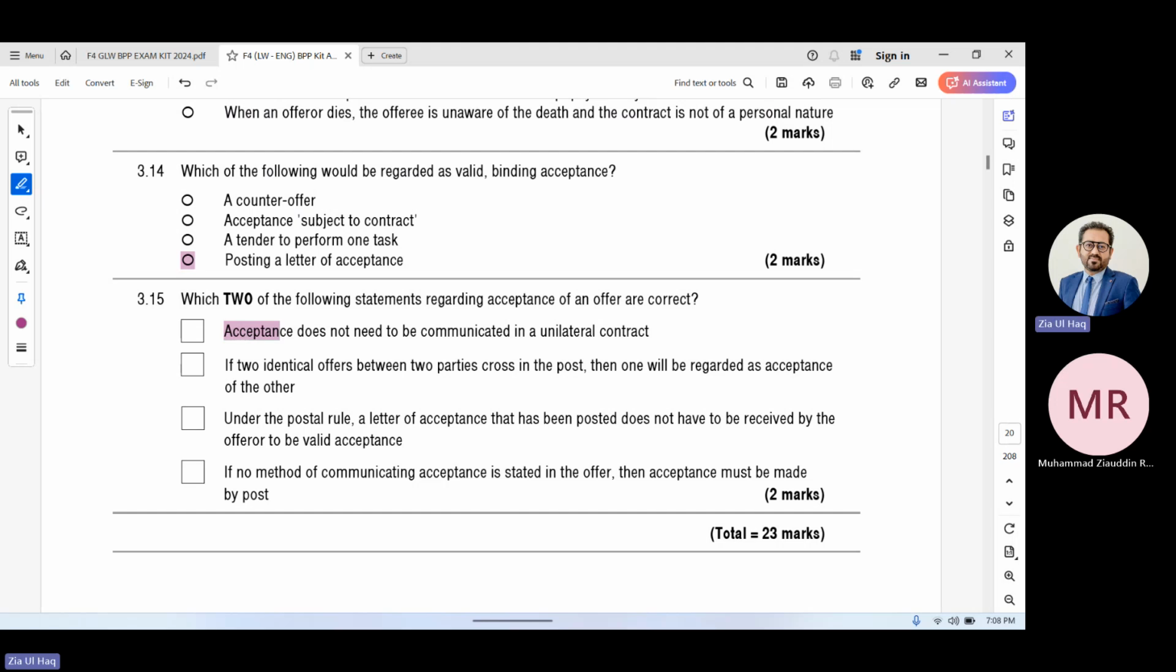If two identical offers between two parties cross in the post, then one will be regarded as acceptance of the offer. No, there is no postal rule like this crossing. Under the postal rule, a letter of acceptance that has been posted does not have to be received by the offeror to be valid acceptance. Yes, if just posted, that will be considered valid acceptance. If no method of communicating acceptance is stated in the offer, then acceptance must be made by post. There is no such rule.